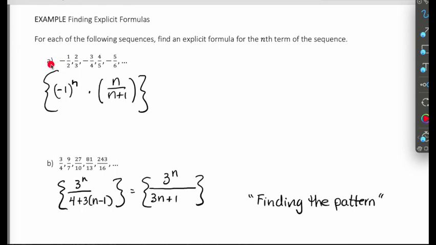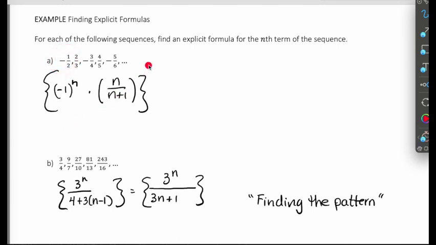So in this first part A, I notice right away this is an alternating sequence. I've got a negative, positive, negative, positive, negative, etc. So whenever you have an alternating sequence like this, you're going to have somewhere in your expression -1 to either the nth or -1 to the n plus 1. It just depends on which one you want to start off with. What's your first term, negative or positive?